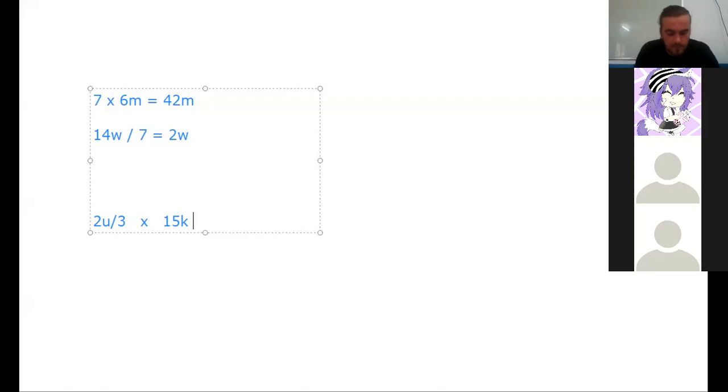Right, so we have 2u divided by 3. It's not 0.6, because 0.6 times 3 is 1.8. 2 divided by 3 is about 0.6. So we've got 2 divided by 3, which is 0.6u.